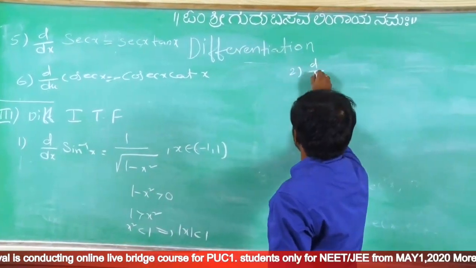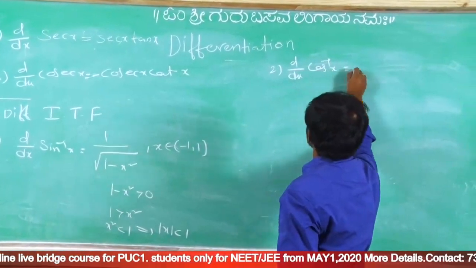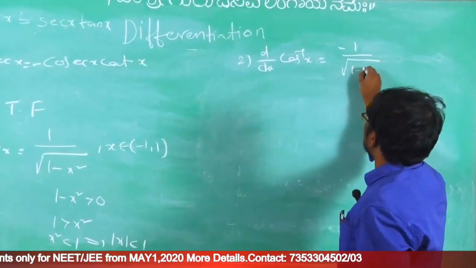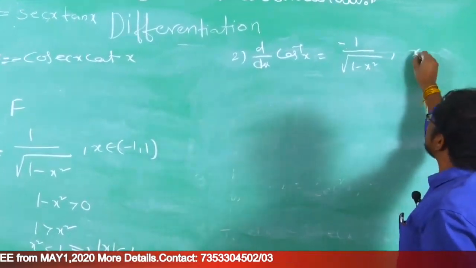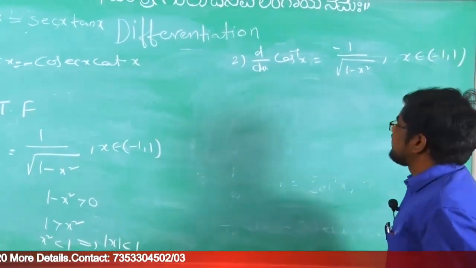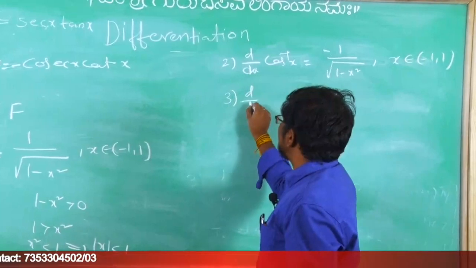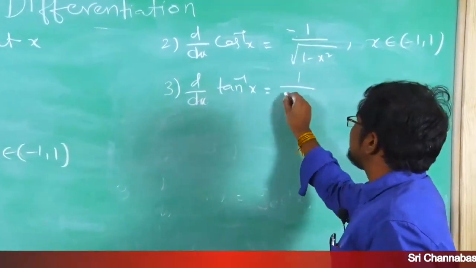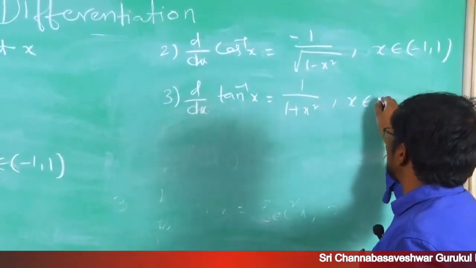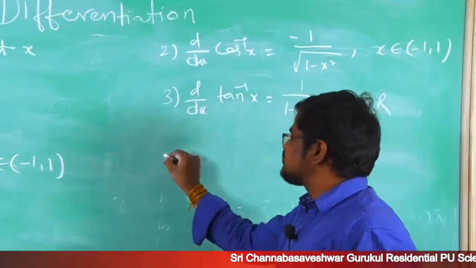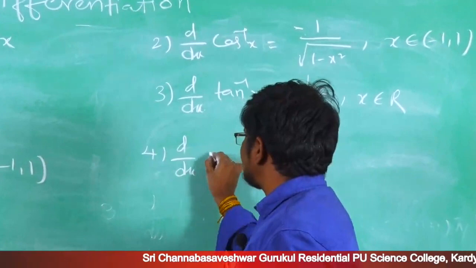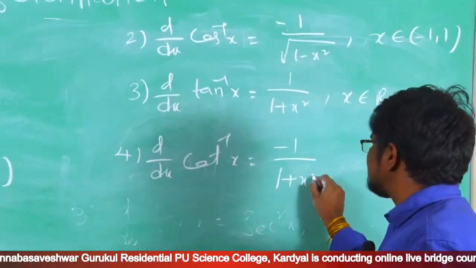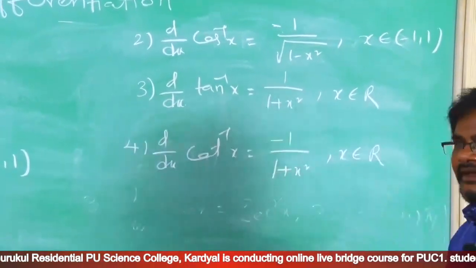And the second one is d by dx of cos inverse x equal to minus 1 by root of 1 minus x square. Here also x belongs to minus 1 comma 1. And the third one is d by dx of tan inverse x equal to 1 by 1 plus x square. Here it exists for all real numbers. Next, the fourth one is d by dx of cot inverse x, equal to minus 1 by 1 plus x square. Here also x belongs to real numbers.